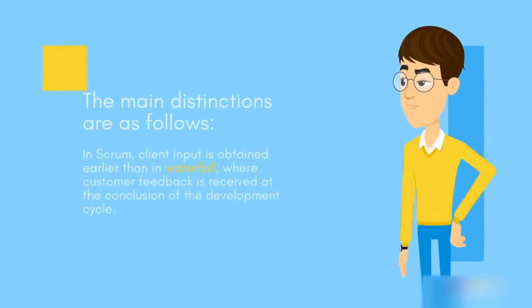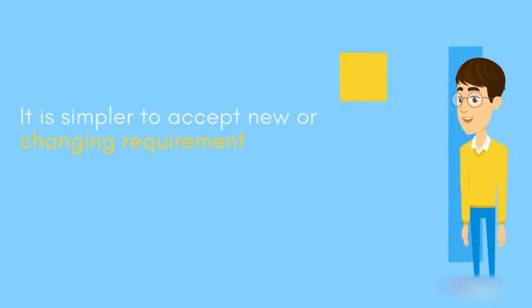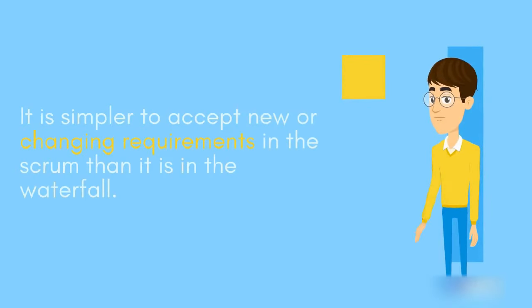The main distinctions are as follows. In Scrum, client input is obtained earlier than in Waterfall, where customer feedback is received at the conclusion of the development cycle. It is simpler to accept new or changing requirements in Scrum than it is in Waterfall.